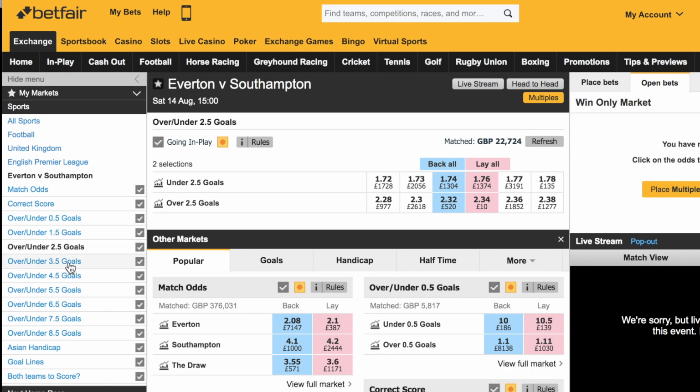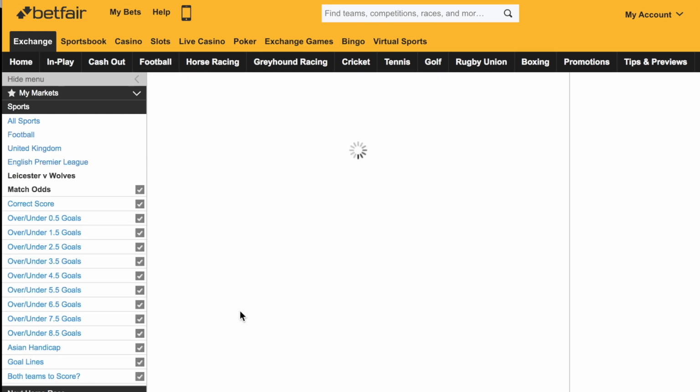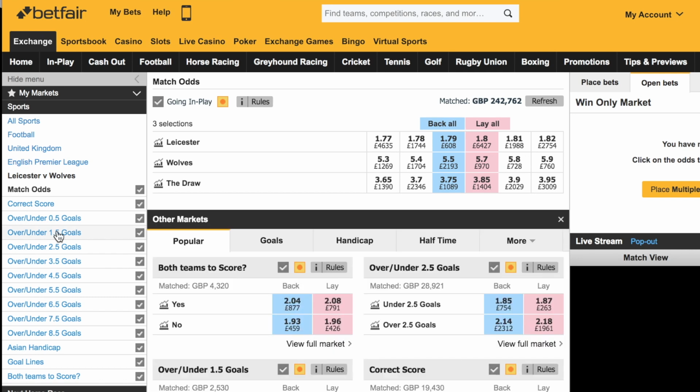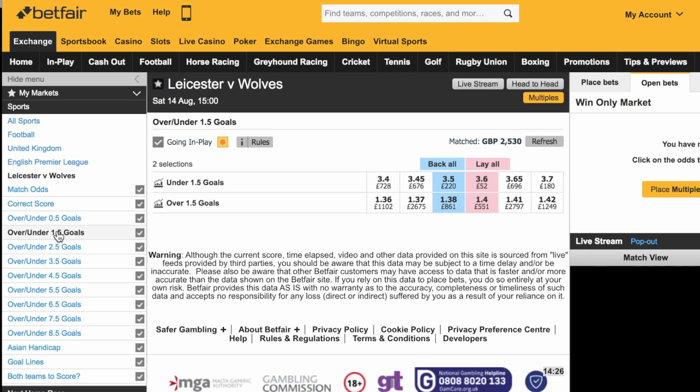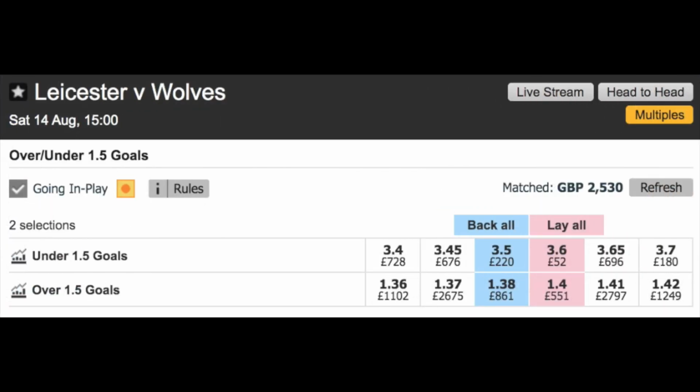For example, let's take a look at some pricing scenarios for the unders goal markets going on this first day of the new Premier League season. So if we take a look at the Leicester Wolves match, in which Leicester are the favourites, if we look at the under 1.5 goals market, we can see Betfair are offering a price of 3.5, which is a fair price to back.